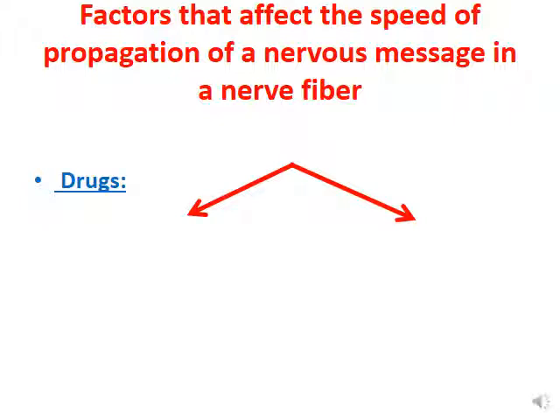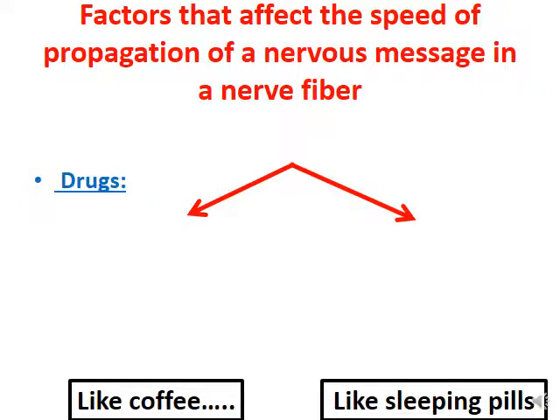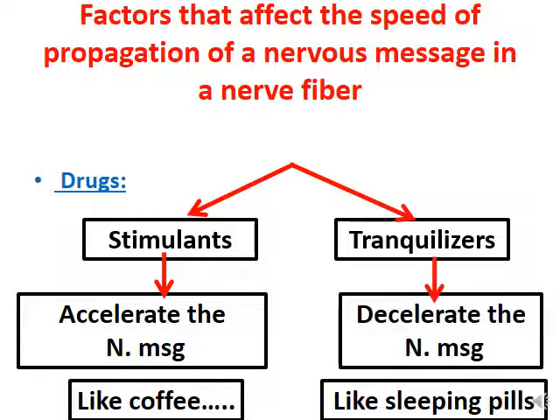Factors that affect the speed of propagation of a nervous message in a nerve fiber also include drugs. Drugs are divided into two types, either stimulants or tranquilizers. Stimulants accelerate the nervous message, like for example coffee. Some of you, for example, your mom or dad, say they don't wake up 100% unless they drink coffee. Coffee contains caffeine. So this is a type of stimulant that accelerates the nervous message, meaning it makes it faster. While tranquilizers decelerate the nervous message. They make it slower, like sleeping pills, for example.